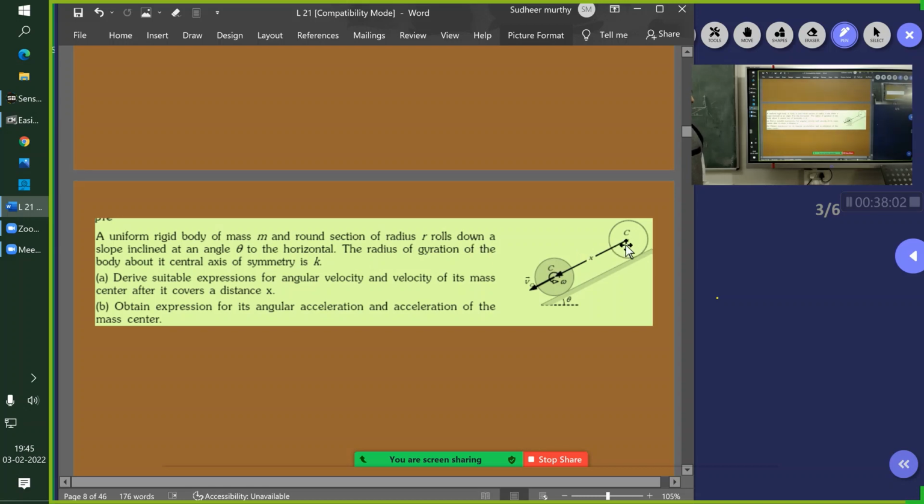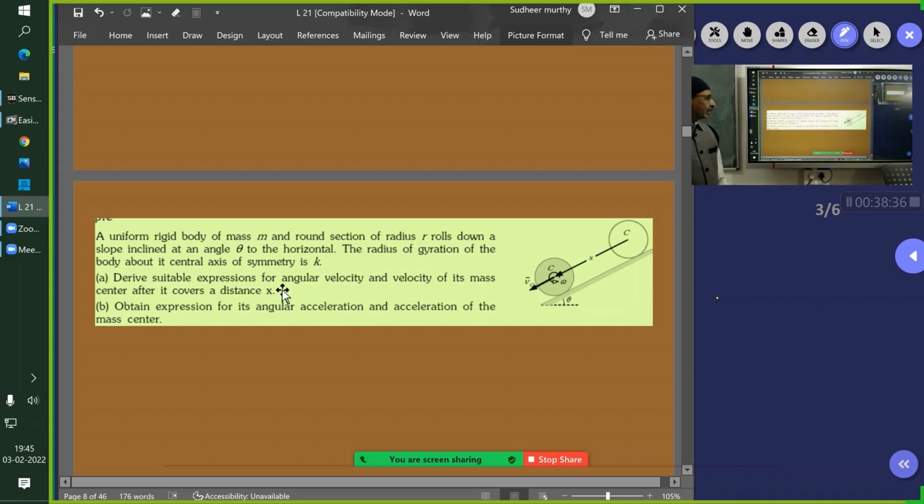So mg sin theta is acting in this direction, right? So from mg sin theta, you will calculate the torque. The torque will not change. Torque is constant, so therefore alpha is constant, and therefore omega keeps on increasing. It is rolling without slipping, so once you know omega, then you know Vc. Vc will be equal to omega r, and therefore Vc is also increasing as omega is increasing.